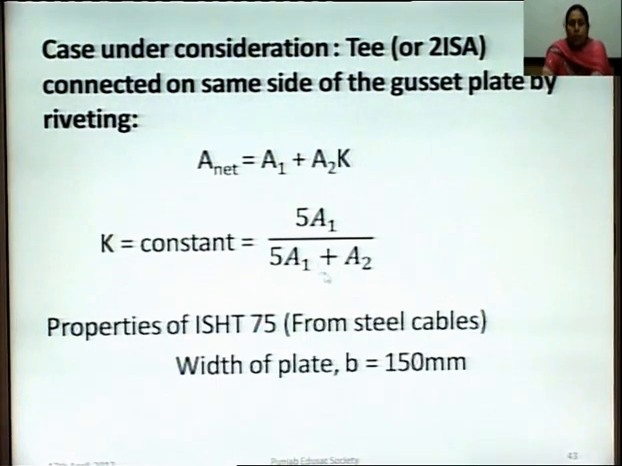the formula will be A1 plus A2 K, and K will be 5 A1 over 5 A1 plus A2, because for two angles or T when these are placed on the same side of a gusset plate, net area is given as A1 plus A2 K.